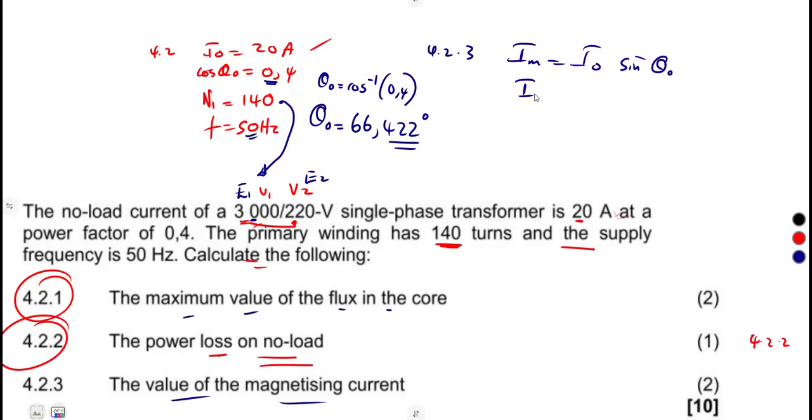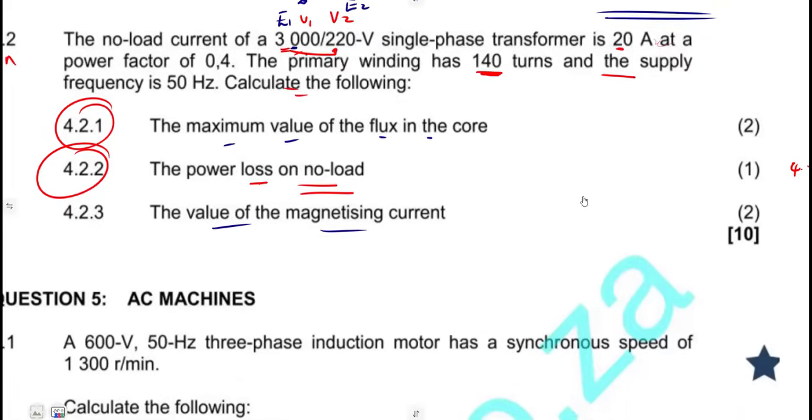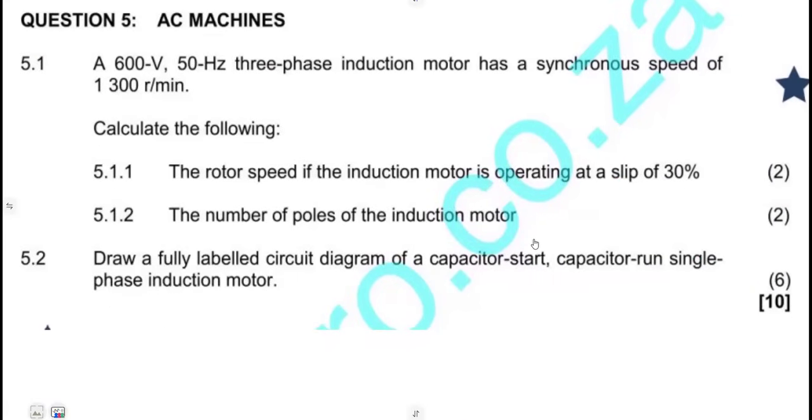Our magnetizing component. Since we have our no load current of 20, multiply by the sine of that angle, 66.422 degrees. That's going to give us our IM value, 18.33 amperes. So that's how you simply play around with these typical questions. As you can see, guys, it will be like that in the exam. They want you to play around with the information that you are given.